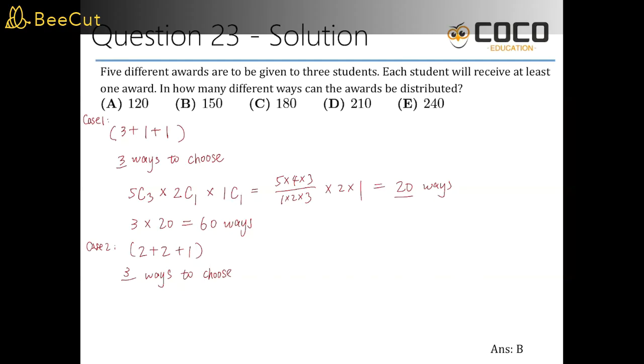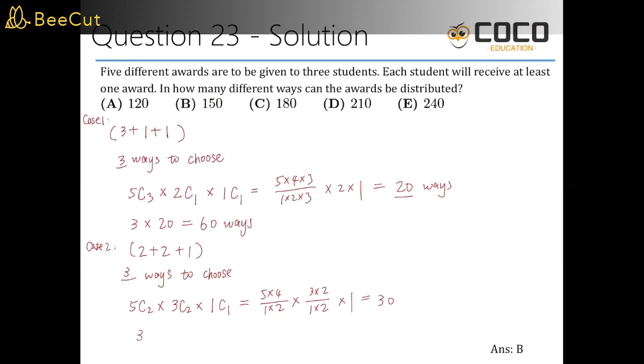After that, when we distribute the awards, first person, 5C2. Out of the 5 awards, he chose 2. Second person, now there are 3 awards left, so 3C2. 1 award left, so 1C1. So we find the value here. Calculate this, you get 30.